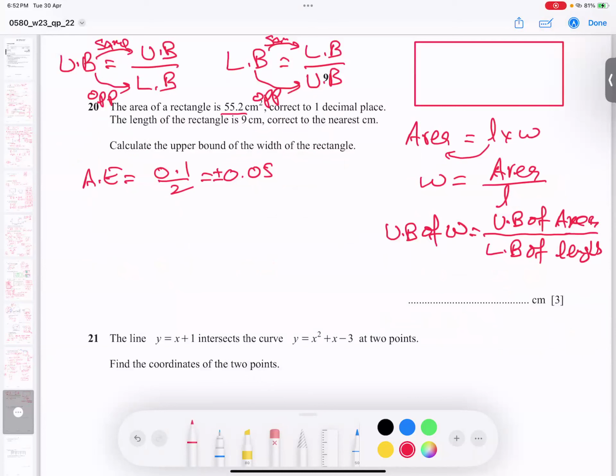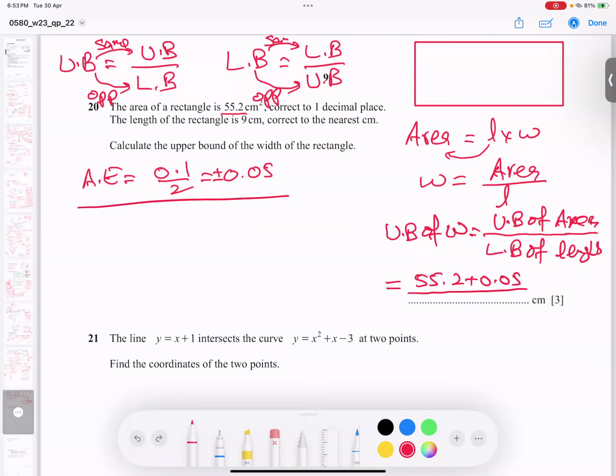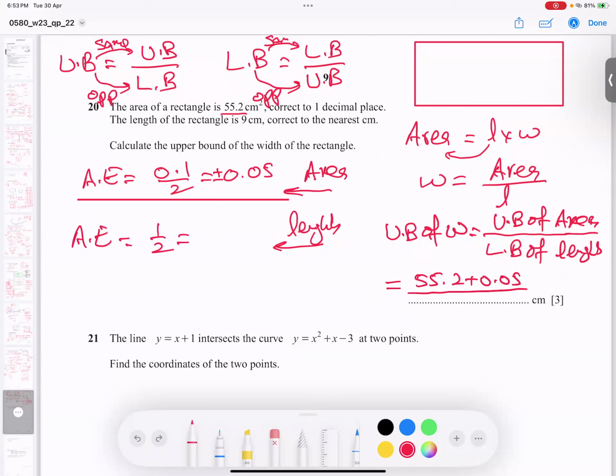So how to get the upper bound of area? In area, this will add. So I'm adding: 55.2 plus 0.05 is giving the area upper bound. And let's talk about the lower bound of the length. What is the length? Nearest centimeter. This is for area, and now for length. What does nearest centimeter mean? 1 centimeter. There's a rule: when it is not mentioned, I will take 1. Divide by 2, I got plus and minus 0.5.